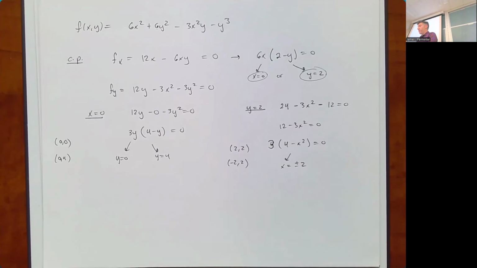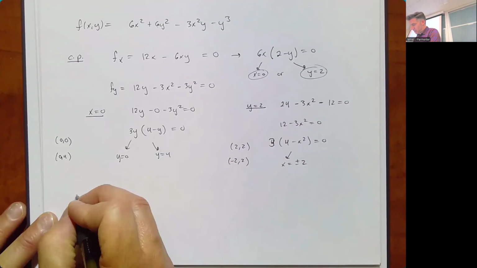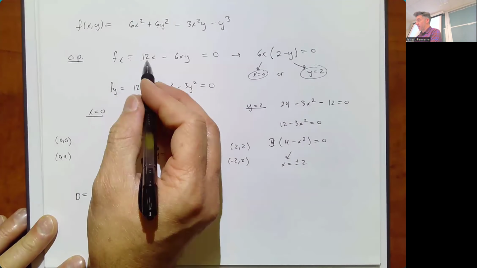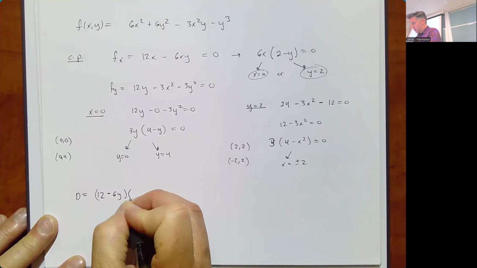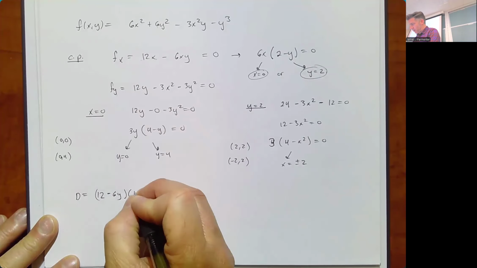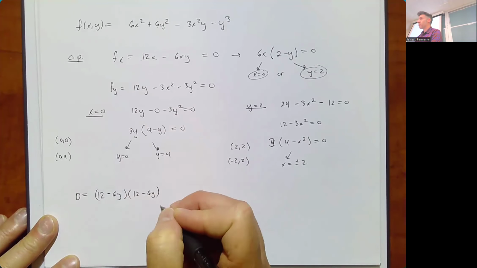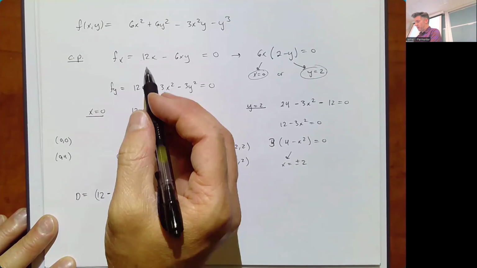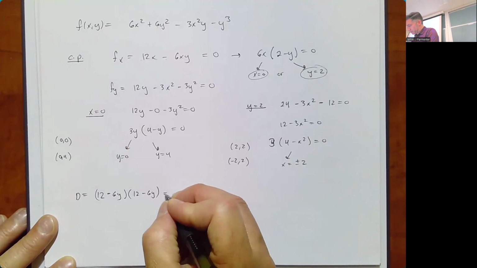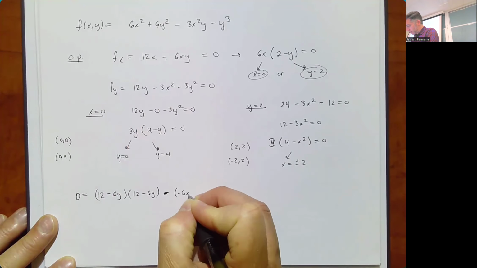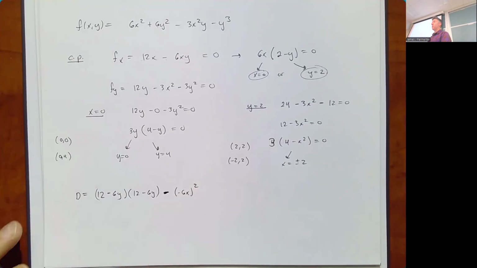And then we find our D. So D is going to equal, let's see, fxx is going to be 12 minus 6y. fyy is going to be 12 minus 6y. And fxy is going to be, like in the first one, 0 minus 6x. So negative 6x squared. So there's our D. I would almost never recommend simplifying this because you don't really care what it looks like on its own. You really just care what happens when you start plugging in points.